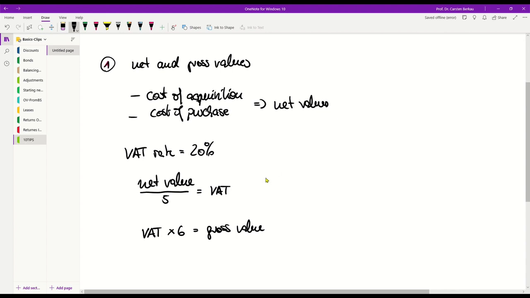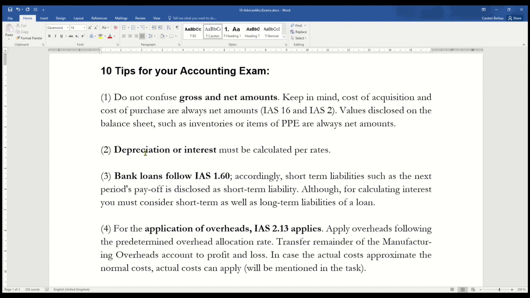My recommendation is always calculate in the same way. Start with the net value. Then calculate the value-added tax by dividing by 5. Then you multiply the figure by 6 and you get the gross value. If you have to calculate depreciation or interest, you must calculate them by rates.